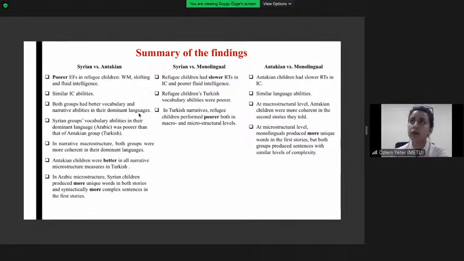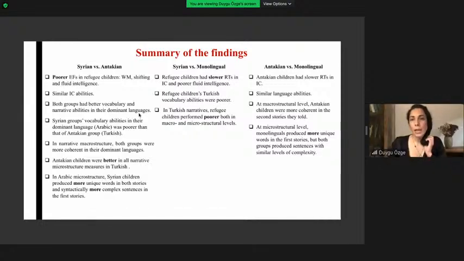And another thing would be that telling a coherent story is also dependent on the child's theory of mind ability, because you have to know that your listener does not have the same information you have. You have to tell it in such a way that someone who doesn't know the story should be able to understand you. So this could be a combined effect of both culture and theory of mind abilities, but we cannot discuss it really clearly because we didn't test their theory of mind abilities. This is just a speculation.